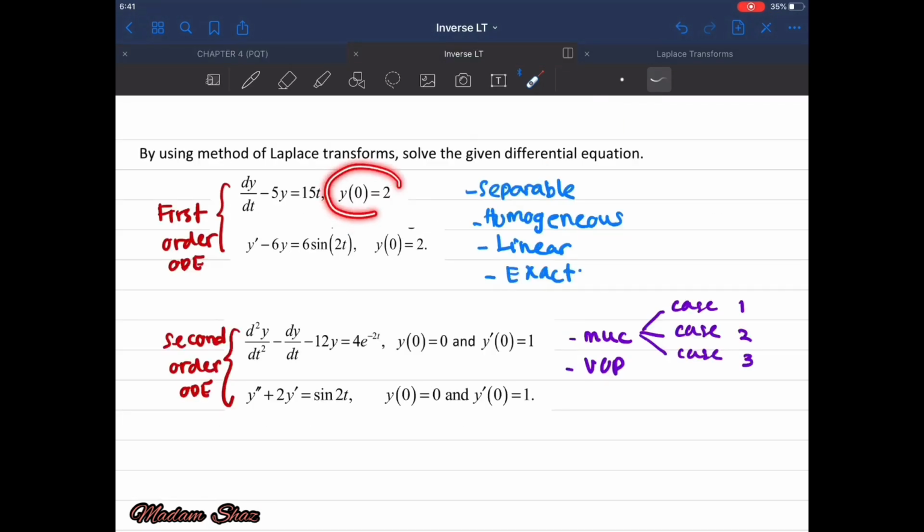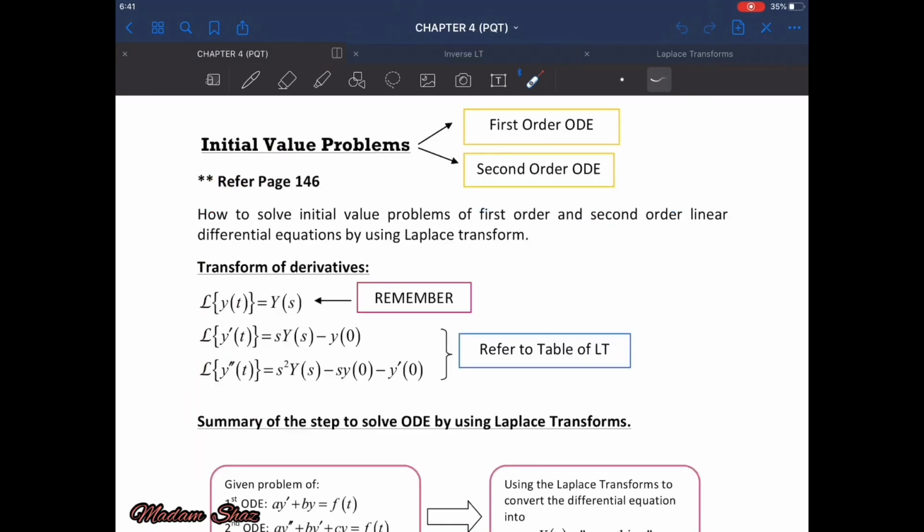y(0) and also y prime(0) are the initial conditions given in the question. For example, this is the initial condition y(0) equal to 2. This is also the initial condition for this question: we have y(0) equal to 0 and y prime(0) equal to 1. So in order to transform the derivative, you only have to remember Laplace y(t), Laplace y prime(t) and Laplace y double prime(t). This one you can refer to the table of the Laplace transform.